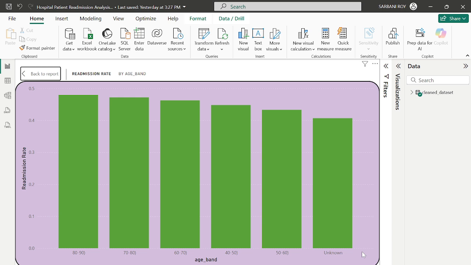From this graph, we summarize that readmission rate is highest in the 80 to 90 age band, followed by 70 to 80, 60 to 70. Middle age group, that is 40 to 50 and 50 to 60, show moderately lower rates. Age contributes significantly to readmission risk. This emphasizes the need of enhanced monitoring for elderly patients.